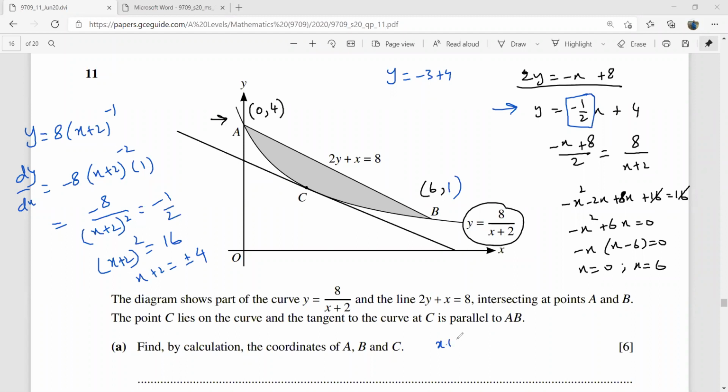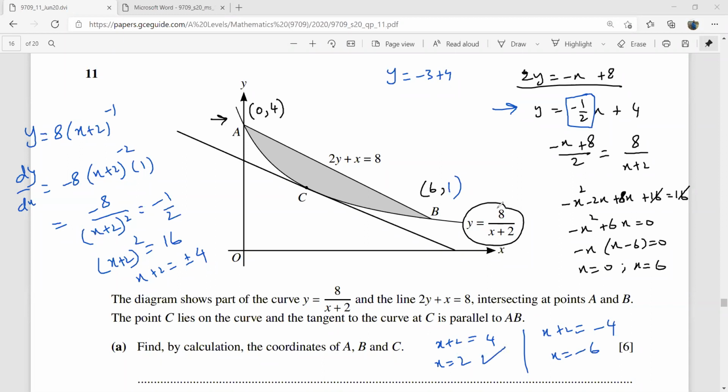So x plus 2 is equal to 4, and x plus 2 equal to minus 4. X is equal to 2 and x equal to minus 6. Obviously, we don't need this answer because this is giving you the negative value. This one is the right answer here, okay?